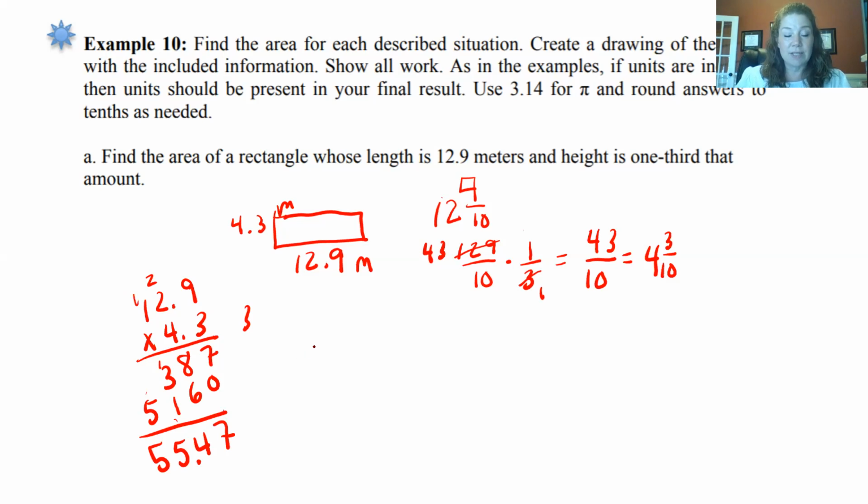So it tells us to round to the nearest tenths. So the area of this rectangle is 55.5 meters squared.